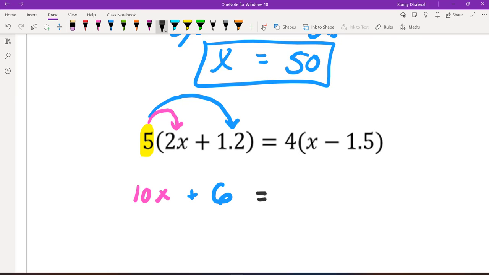Then we move on over to the other side. And we have this 4 sitting outside the brackets, which we need to do the same thing. We take it from the outside, we multiply it to everything on the inside. 4 times x is 4x. And 4 times 1.5 is 6, I believe. And that's 6 here. Now, I forgot to mention, should this be a positive 6 or a negative 6 here? Yeah, because you have 4 times negative 1.5, which should be negative 6.